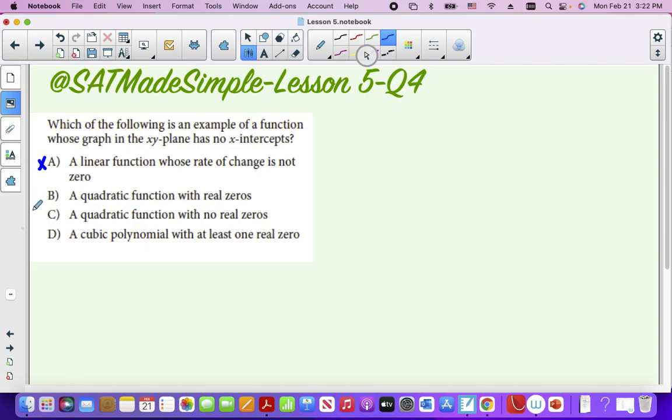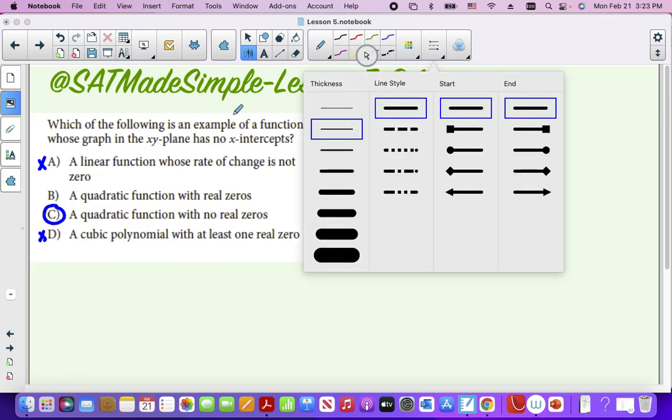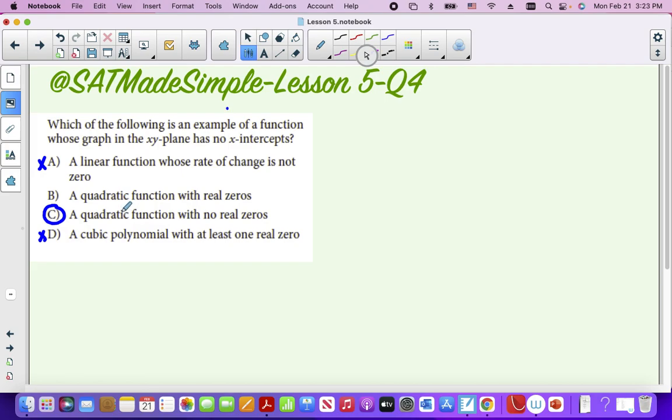So this one, from practice, I could think the answer cannot be a cubic polynomial because it's going to cross the x-axis. So it has to be a quadratic equation with no real zeros, so the answer should be C. But let me give some observation.